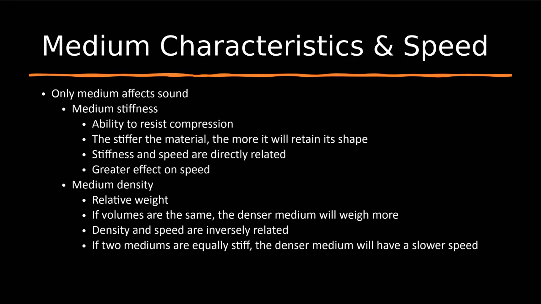If your two mediums are equally stiff, right? So they don't compress, they retain their shape, but one is denser, one weighs more, that one is going to have a slower speed. So basically, if you want to have the faster propagation speed, you want to have the stiffest material with the lightest weight, the lightest density, in order for it to travel through.